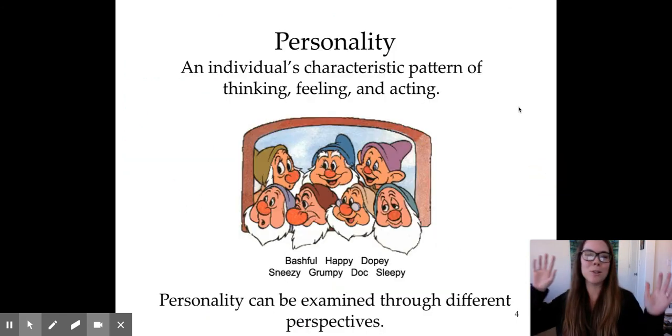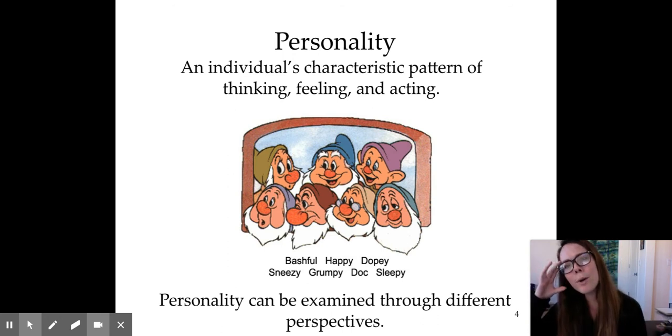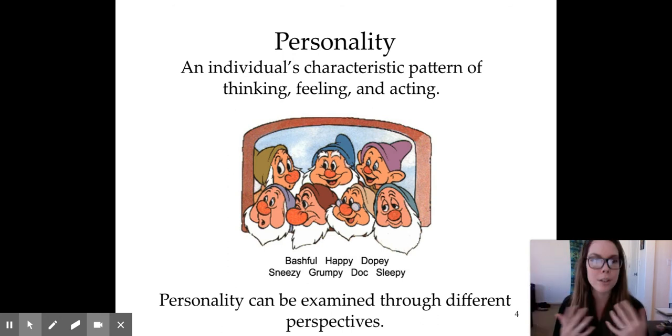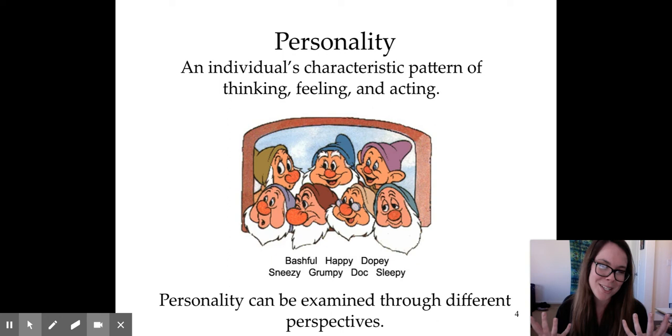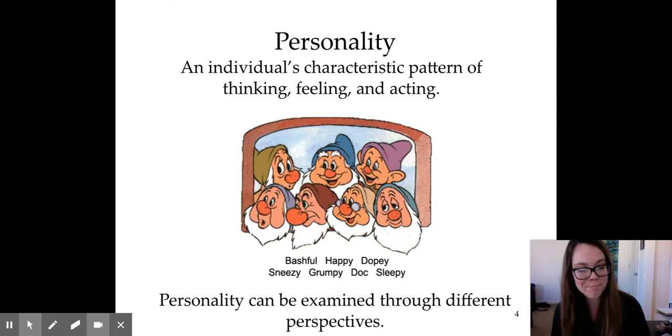So first things first, what the heck is personality? Personality is an individual's characteristic patterns of thinking, feeling, and acting. It can be examined through different lenses, which is essentially our Unit 7, Part 2. The picture of the 7 dwarves and all of their personalities is a great connection. So again, characteristic patterns of thinking, feeling, and acting, and there are different perspectives we can look at people's personalities through. For this video lecture, we are going to be looking at Freud.